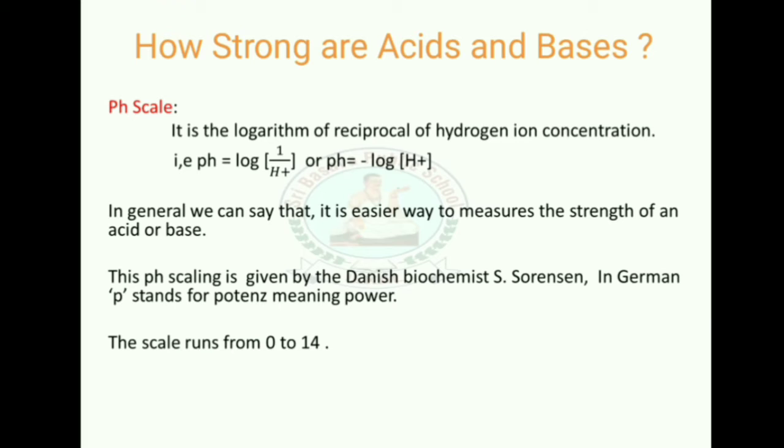This pH scaling was introduced by a Danish biochemist, S. Sorensen. In pH, P stands for potential, in German, meaning power, and H stands for hydrogen ions. And the scale runs from 0 to 14.